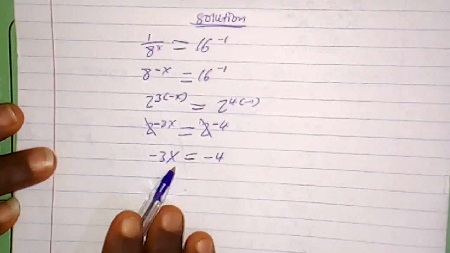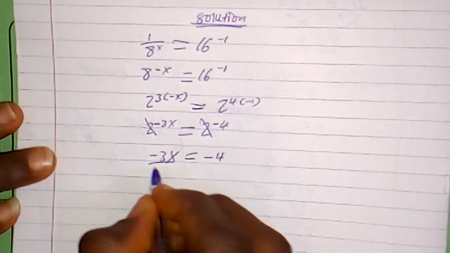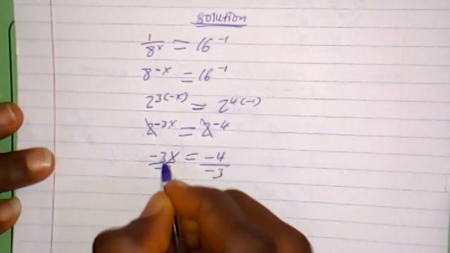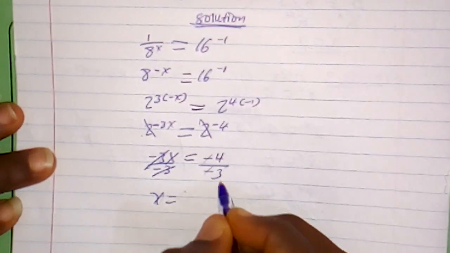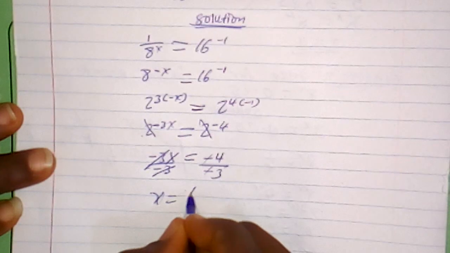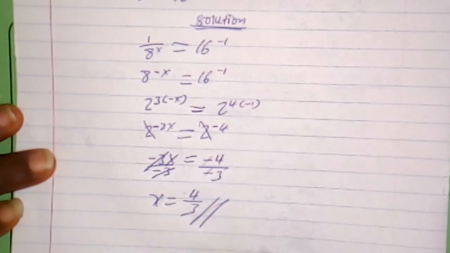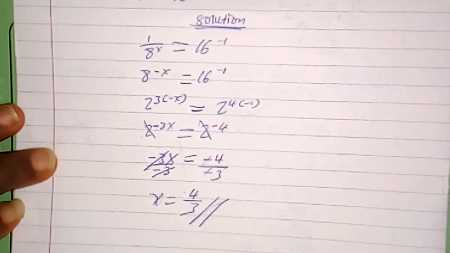What should be our answer? We find the value of x. Divide both sides by minus 3. Divide here by minus 3. This cancels this. What is remaining? x. So x equals to, minus cancels minus. What is remaining? 4 upon 3. This is our answer. That's the value of x.